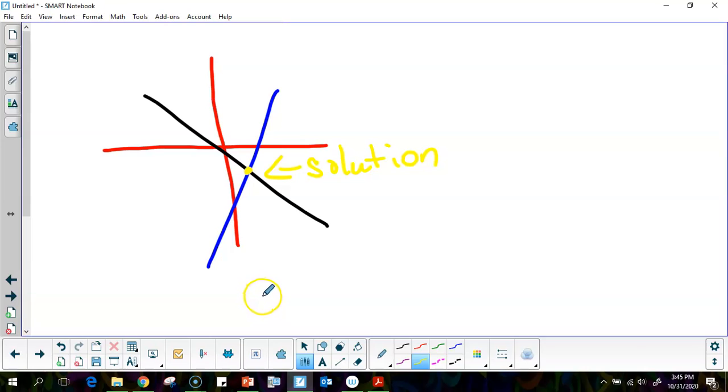The only time there wouldn't be a solution is if they were parallel to each other, if they never crossed. That's the only thing I can think of, because these are on the same plane. If they're on the same coordinate plane, then they're in the same plane. So the only time you wouldn't have a solution is if they were parallel, and all the other times they would always have one solution. So you might remember that from Math 1.